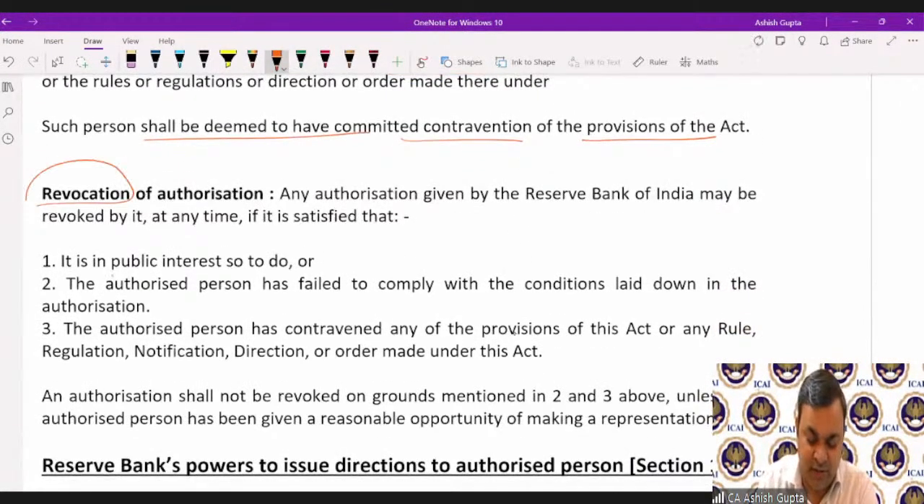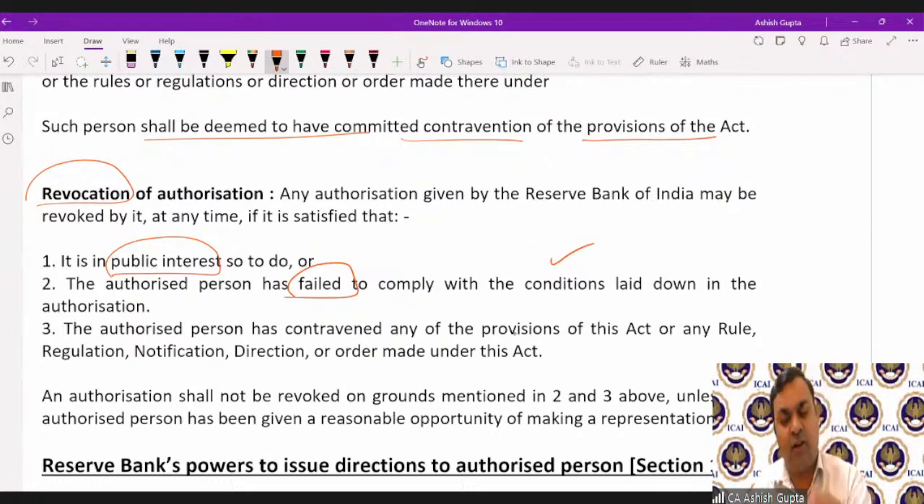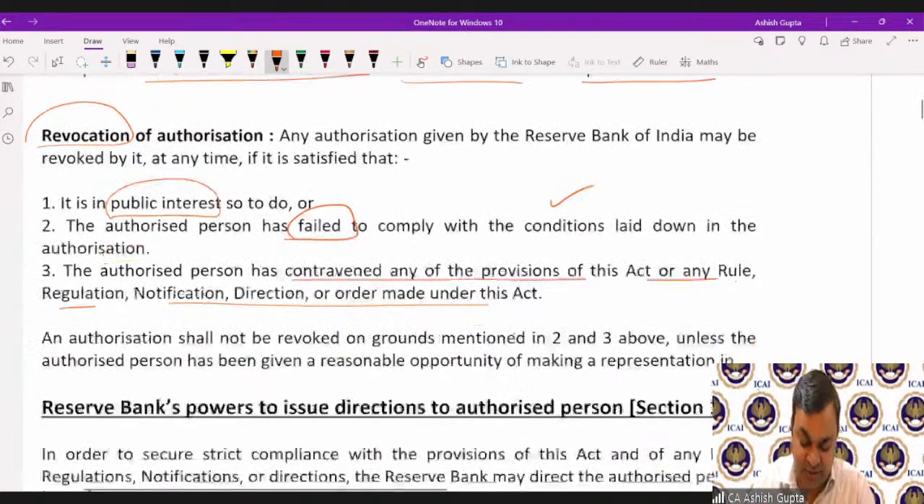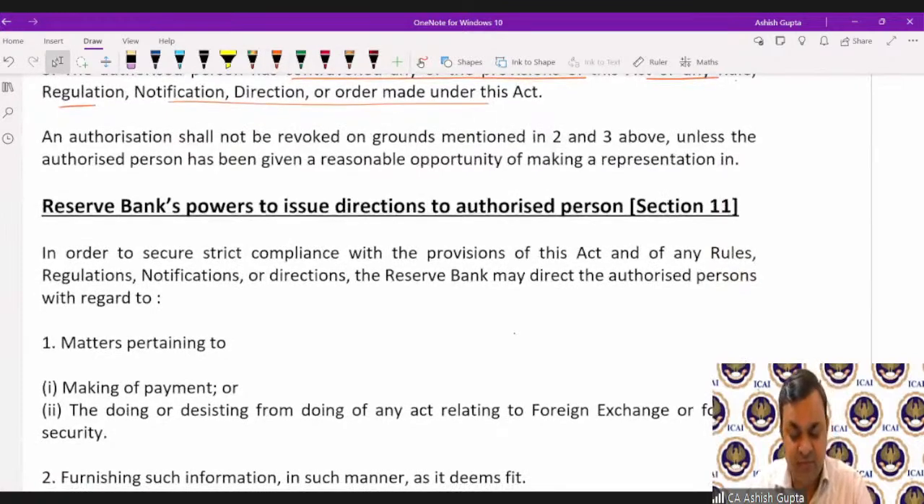Revocation of authorization, public interest, already we have seen in the charts. The authorized person has failed to comply with the conditions as imposed. The authorized person has contravened any of the provisions of the Act, rules, regulation, notification, directions. An authorization shall not be revoked on grounds mentioned in 2 and 3 above unless an opportunity of being heard is provided, meaning the principle of natural justice will prevail.